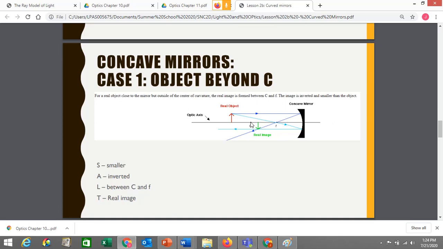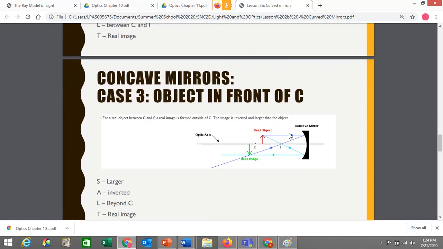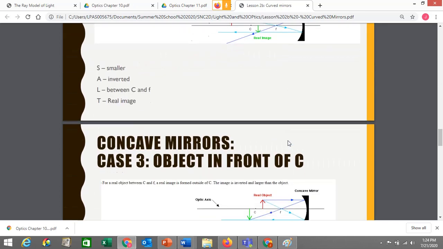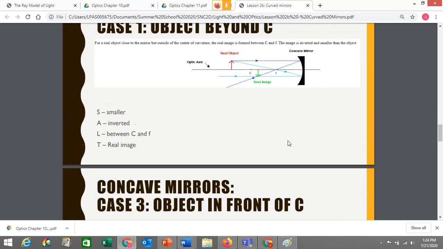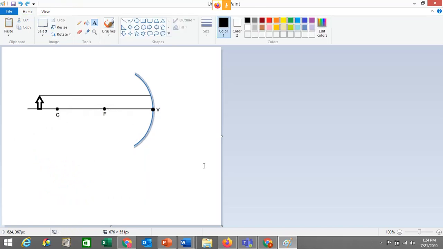So what happens if we put this object here? Okay, well then you're going to get this case. Whoops. Case 3. I forgot case 2. Great. Okay, well, let's do case 2. We'll do it together. So I will do this one.